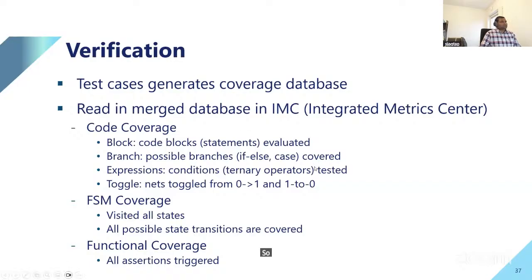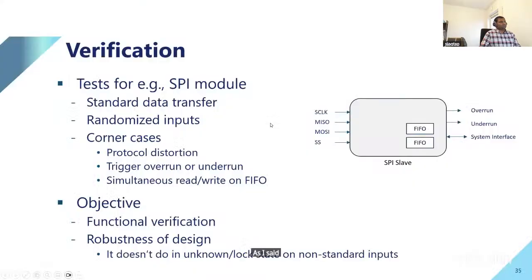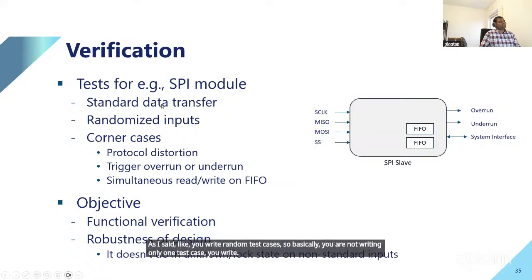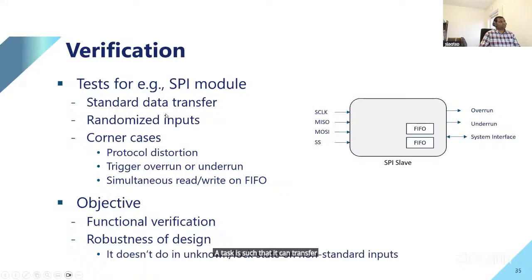After this kind of simulation, you write these test cases. As I said, you write random test cases. You're not writing only one test case. You write a test case such that it can transfer bursts of data of any size. Even though your standard size is 8, 16, 32, you can still try a burst size of 9 and see how this SPI behaves, because you don't know how the off-chip element will behave in real life. So you have to make sure that your SPI is robust enough.